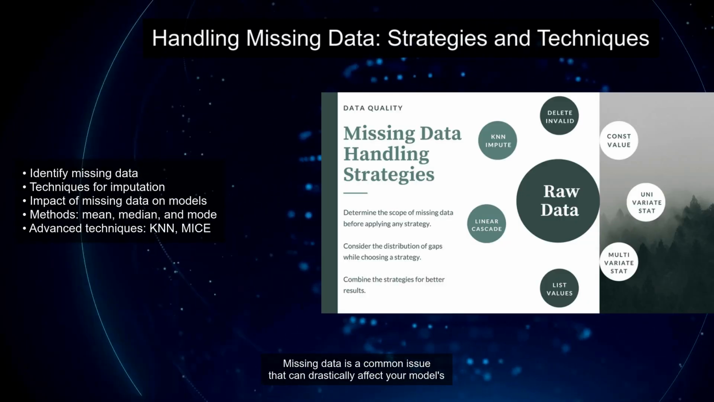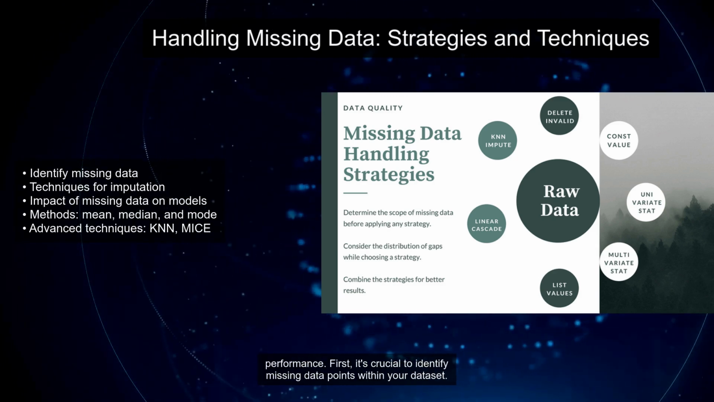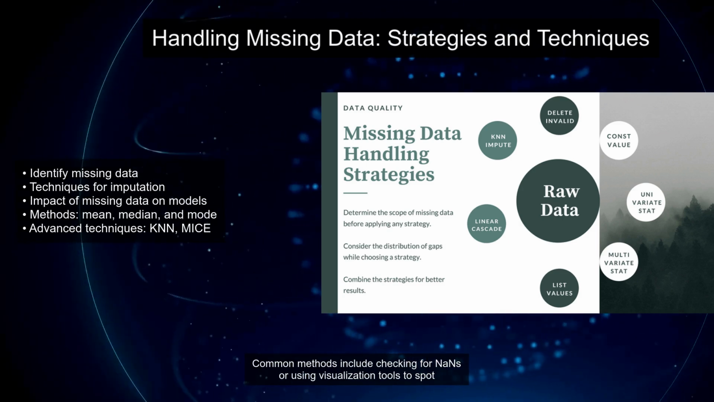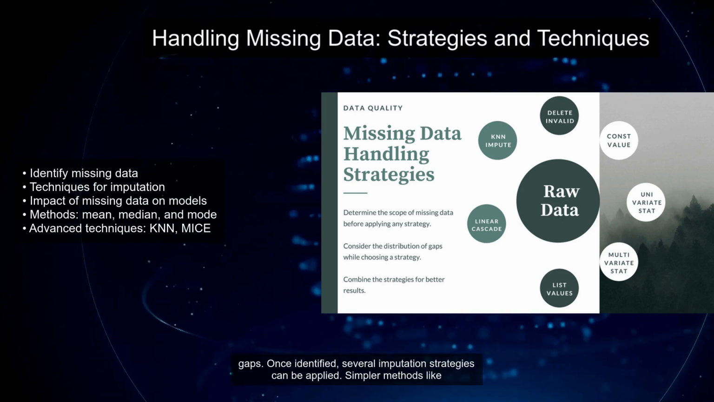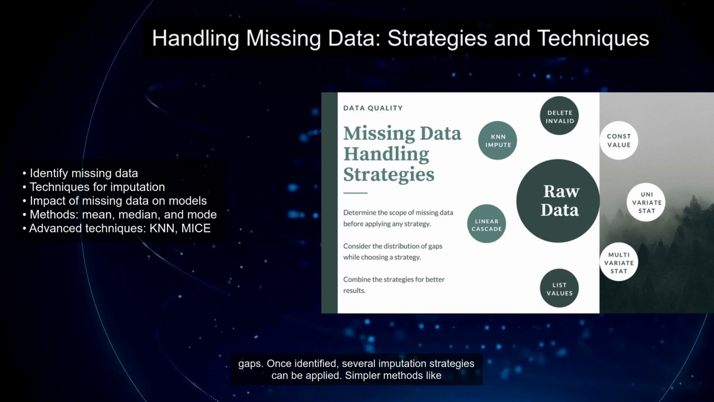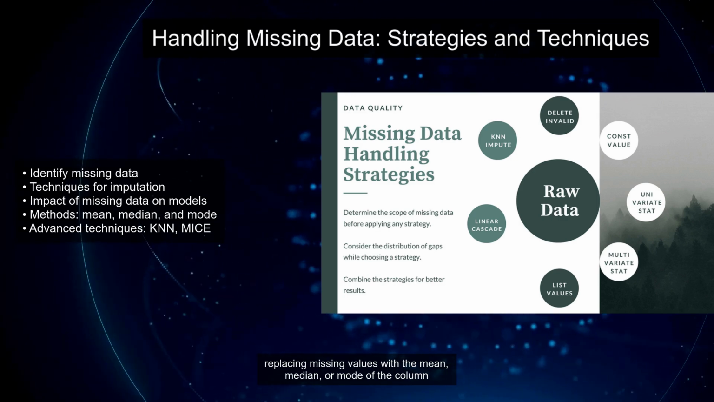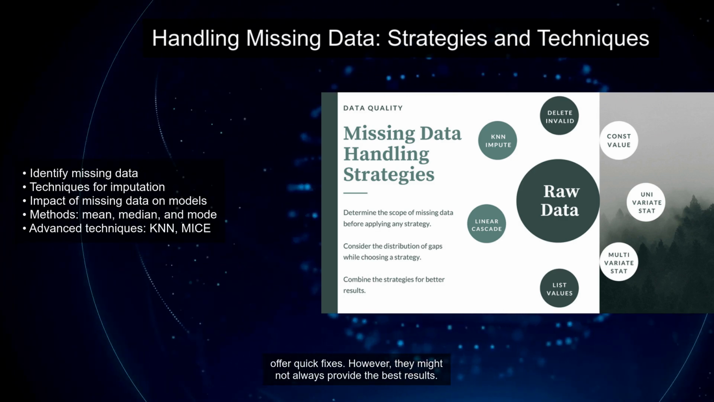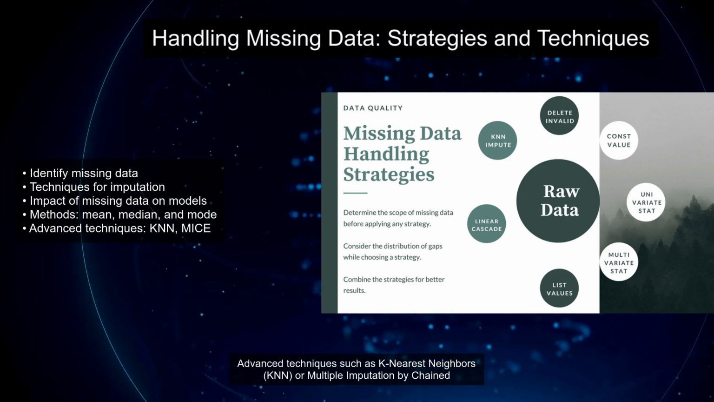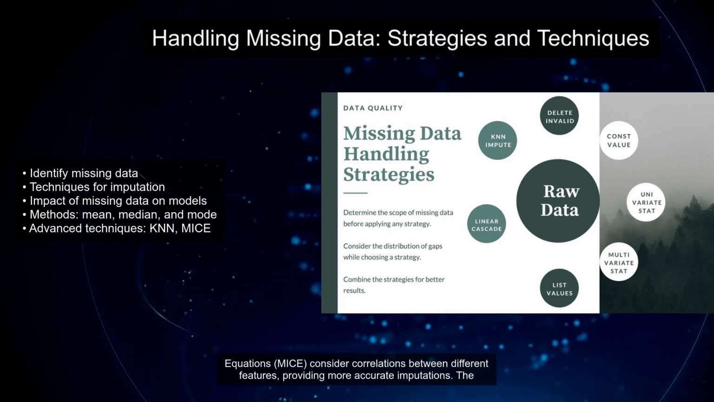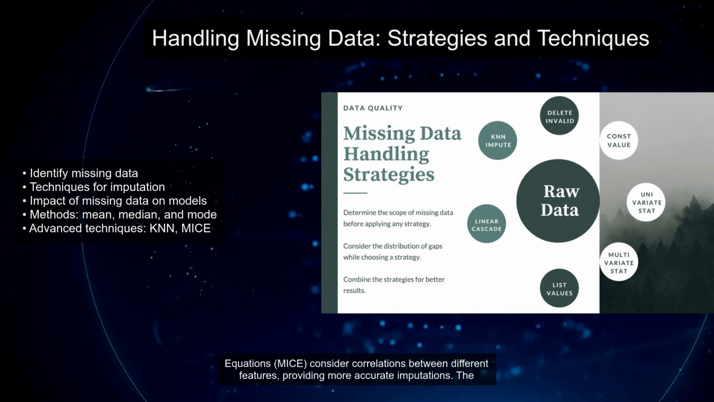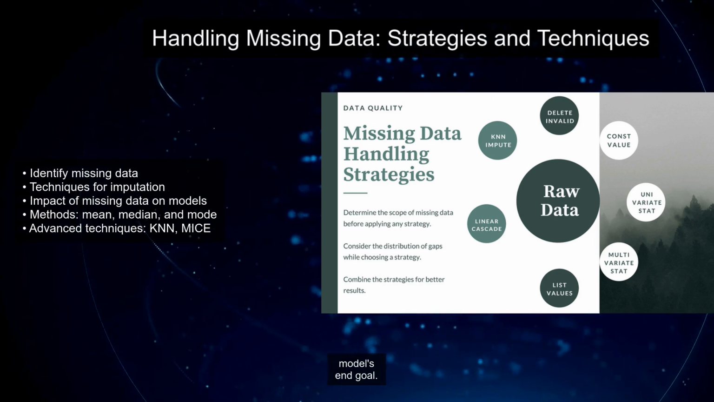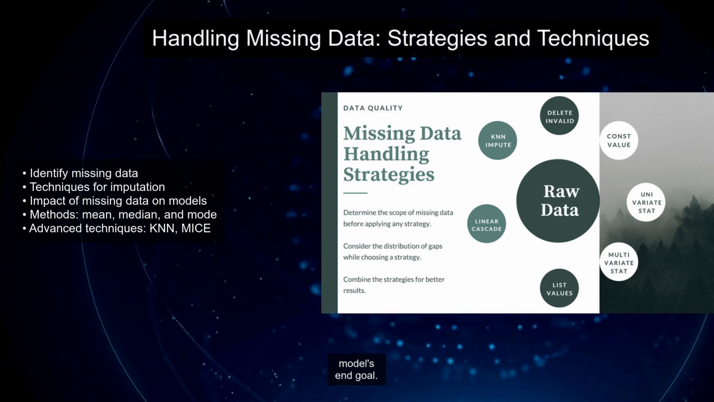Missing data is a common issue that can drastically affect your model's performance. First, it's crucial to identify missing data points within your dataset. Common methods include checking for NaNs or using visualization tools to spot gaps. Once identified, several imputation strategies can be applied. Simpler methods like replacing missing values with the mean, median, or mode of the column offer quick fixes. However, they might not always provide the best results. Advanced techniques such as k-nearest neighbors, KNN, or multiple imputation by chained equations, MICE, consider correlations between different features, providing more accurate imputations. The choice of methods should be guided by the dataset's nature and the model's end goal.